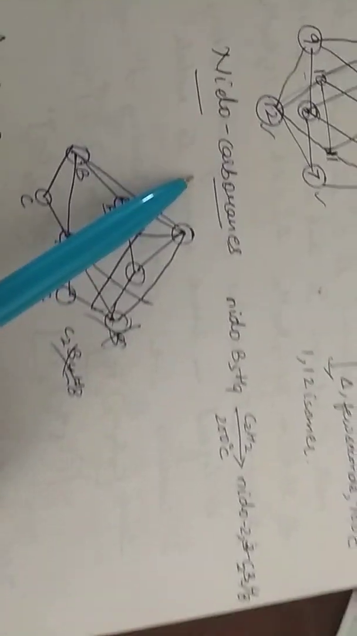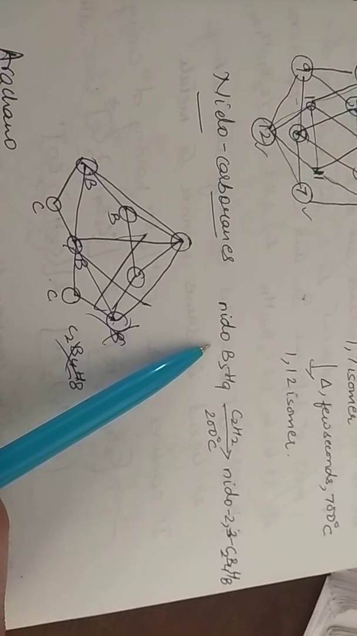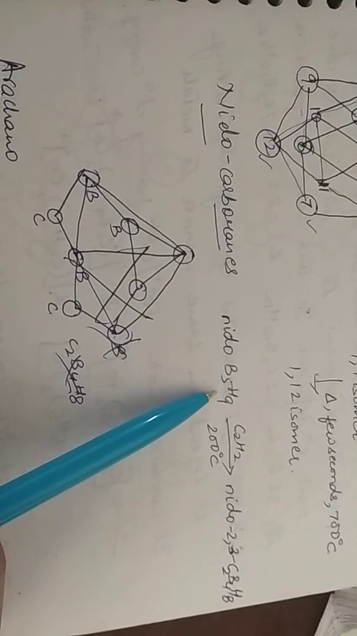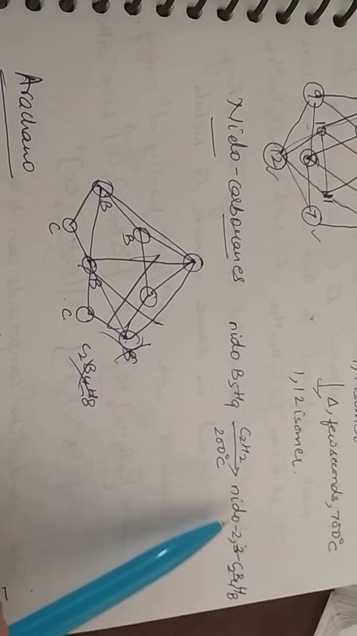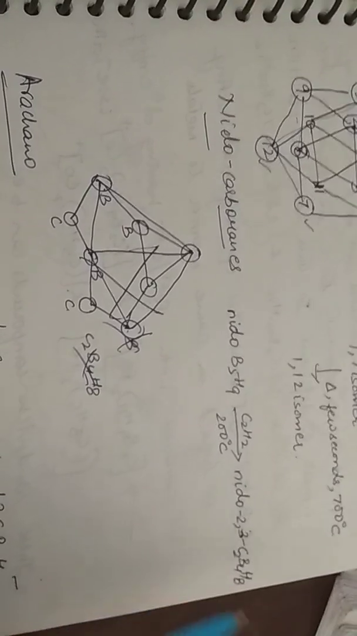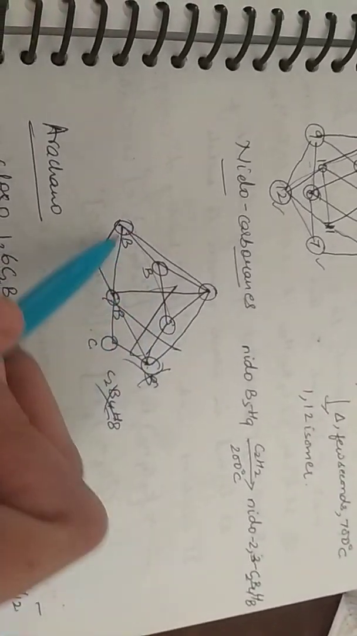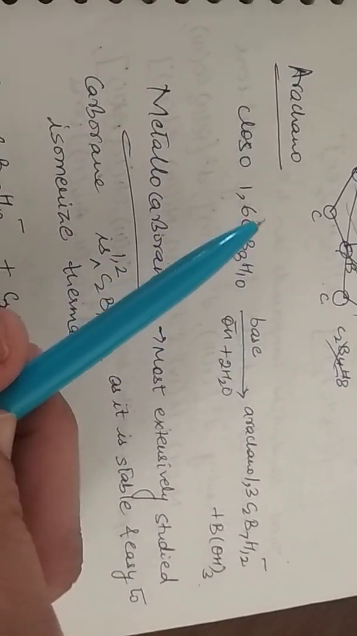Then there are nido-carboranes. How can it be prepared? The reaction further. Nido B5H9 in presence of C2H2 at 200 degrees Celsius can give you nido 2,3-C2B4H8. Okay. This you need not consider. This is not a proper structure I have drawn. You can take it from any of the books I have shared in my drive, DLMS or classroom.